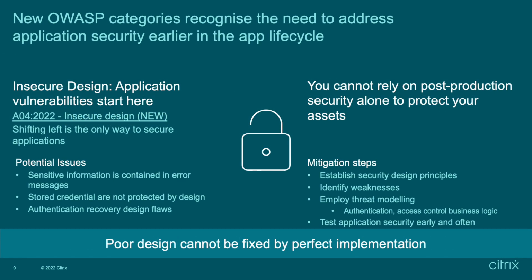And for the first time, OWASP has really recognized this and introduced 2 new categories that put more focus on shifting or expanding to the left. Insecure design, at number 4, is without a doubt the biggest ticket item on the OWASP top 10 list and will cut across all the other elements.